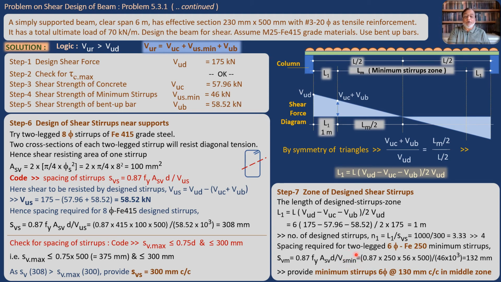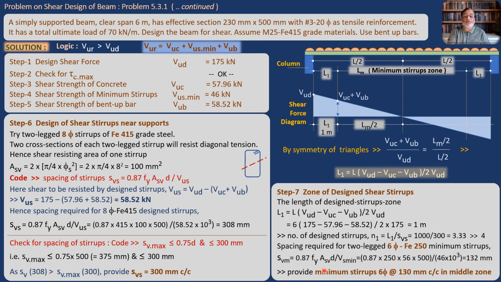Here these symbols are playing a very important role. So this is going to be VUS minimum, because we are now designing the spacing for minimum stirrups. So let us see how the substitution goes. 0.87 into Fy. Now remember that this Fy is now 250, because you are using Fe 250 grade stirrups, into 56. What is this 56?